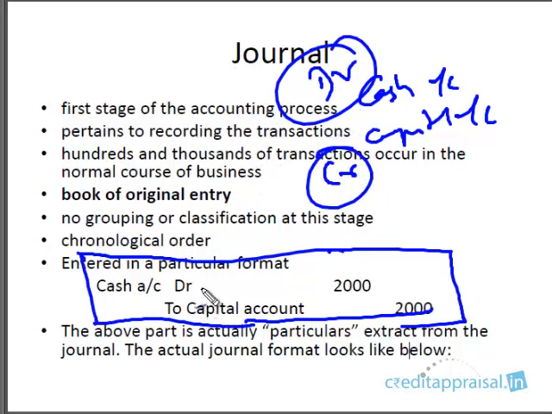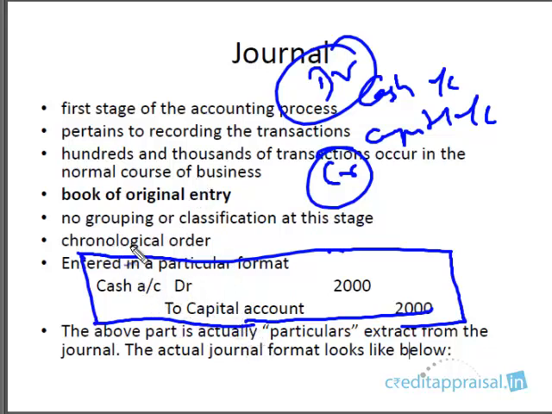So this is the way in which we enter this particular transaction. We say cash account debtor, we write the amount, to capital account, and we write the amount. This is the particular form. There is a particular format in which we write the journal entries, and it is practiced universally, and you need to know this format if you are into accounting. For your purpose you do not require it, but please understand that there is a particular format in which journal entries are passed into the book, right?